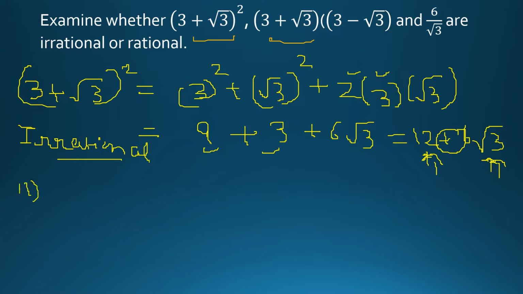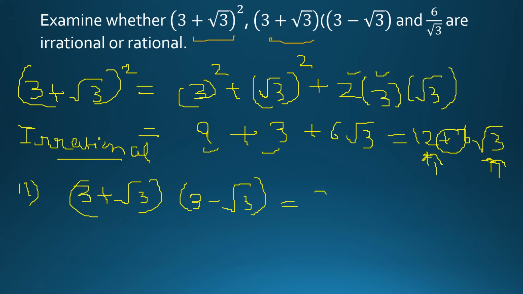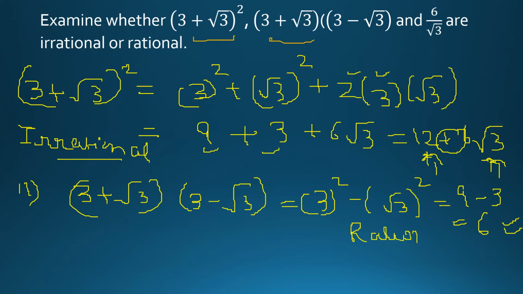Now the next part is 3 plus root 3 times 3 minus root 3. Here you have a plus b, a minus b, that means a square minus b square. So 3 square is 9, root 3 square is 3. What have you got? 6. And you can see this is a rational number. Correct? Because it is in the form of p by q, 6 by 1.